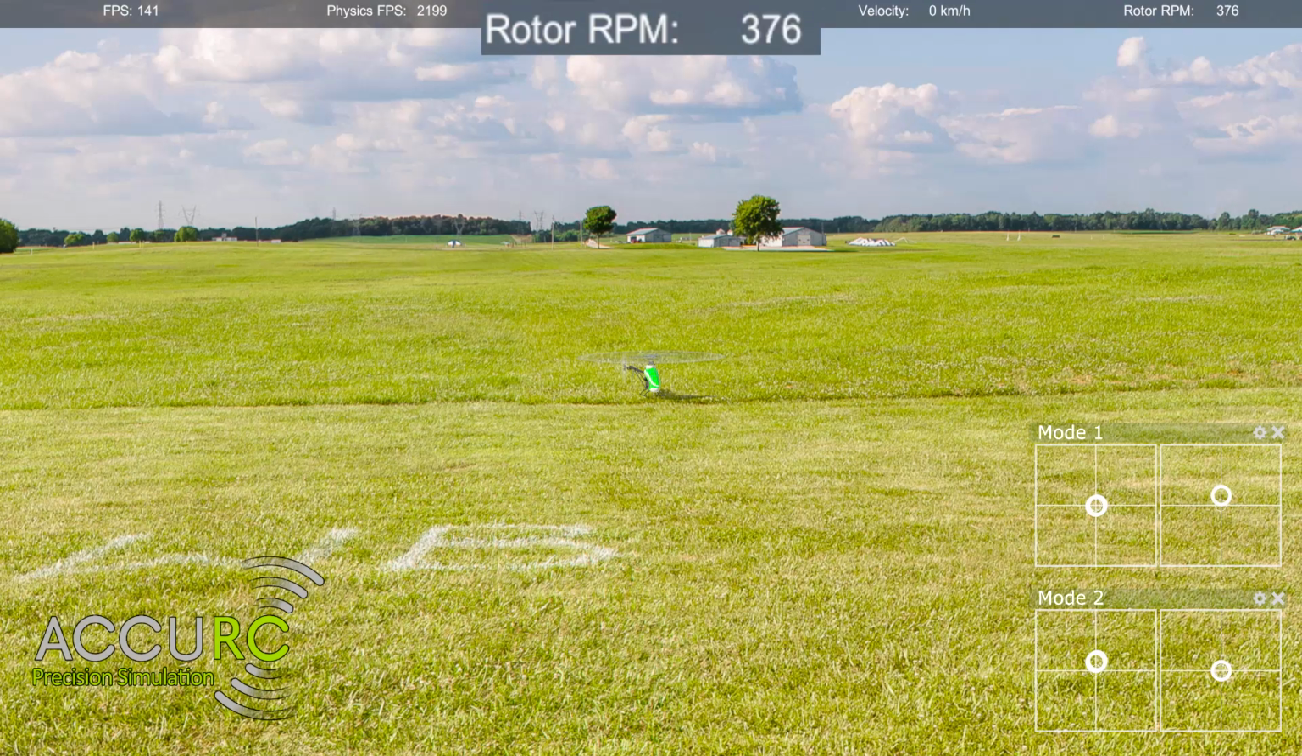Hallelujah. Well, I hope you learned something. I hope you found this informative. I hope you also learned something about the theory of auto rotations.